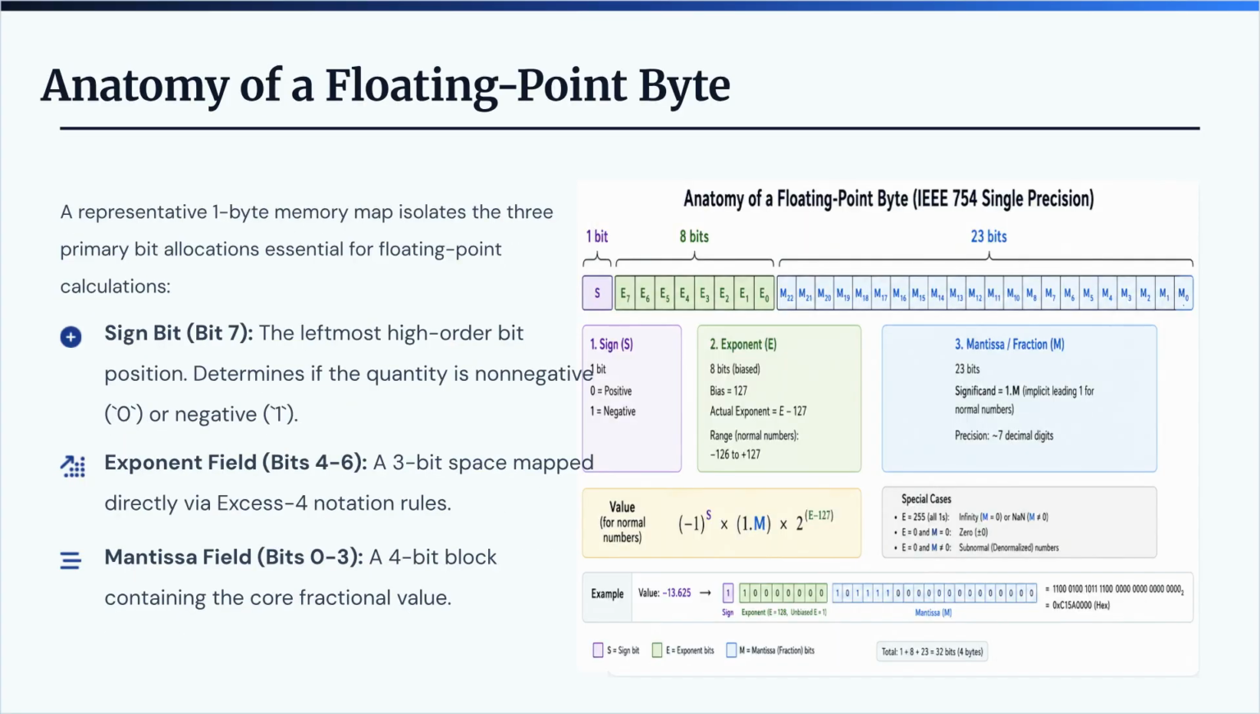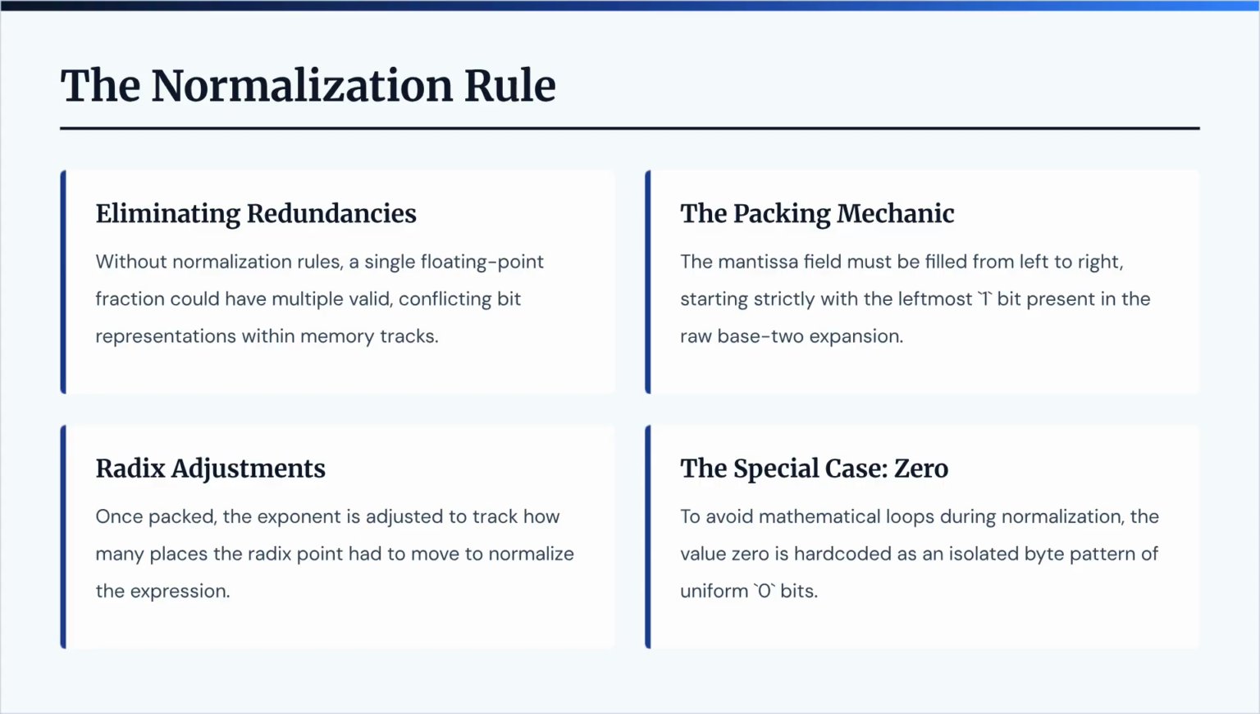A floating point byte is partitioned into 3 key parts: the sign bit, which indicates if the number is negative or positive, the exponent field, used for scaling, and the mantissa field, which holds the actual fractional digits of the value. Normalization is crucial to eliminate redundant bit representations. By packing the mantissa and adjusting the exponent, we ensure consistency. Special cases, like the value 0, are typically hard-coded to prevent circular mathematical logic during processing.